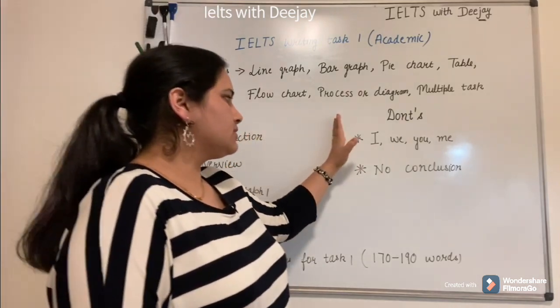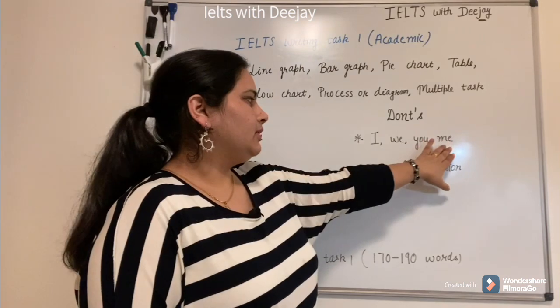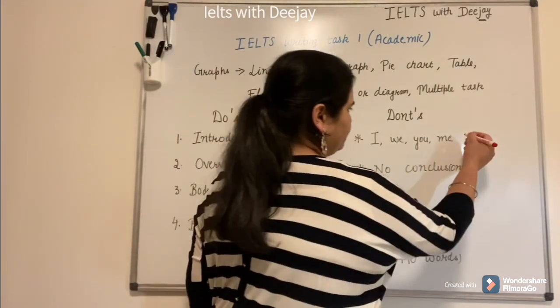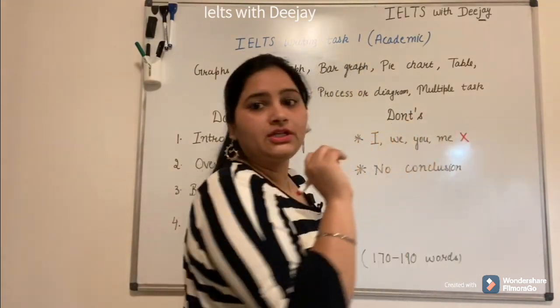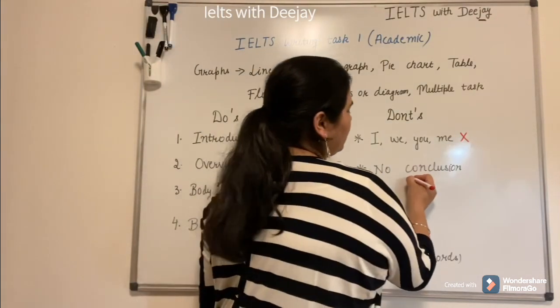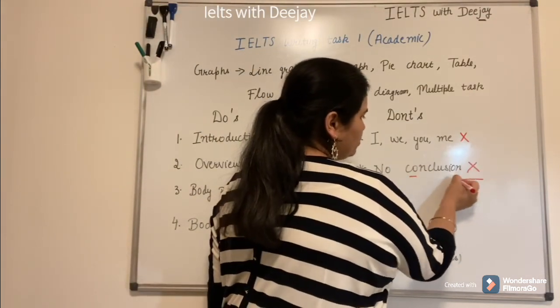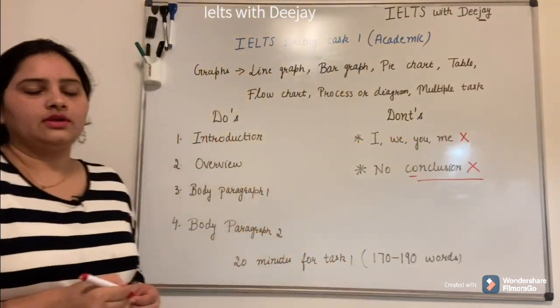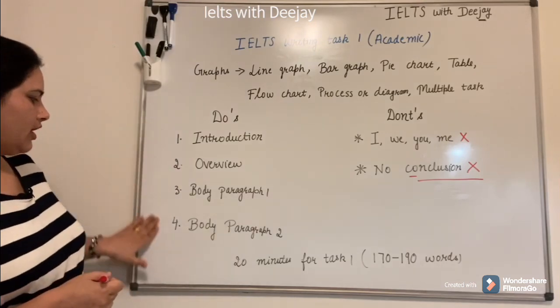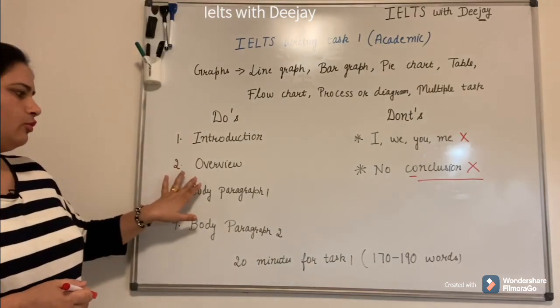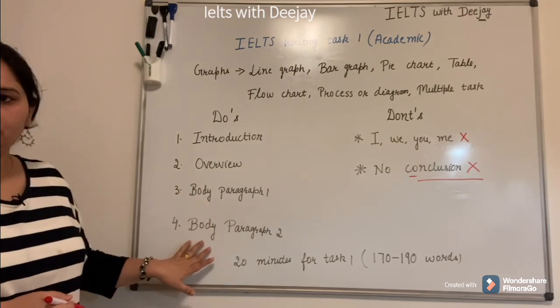And these are the don'ts. I, we, you and me, do not write them. No, complete no. Then we have no conclusion. Do not write any conclusion. Just this is what you have to follow: introduction, overview, BP1 and BP2.